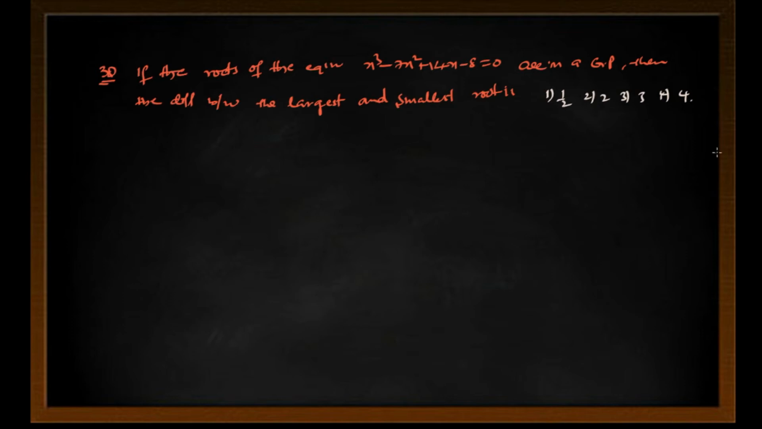Next, third question: if the roots of the equation x cube minus 7x square plus 14x minus 8 equals 0 are in GP, then the difference between the largest and smallest roots is 1, 2, 3, or 4. So given the roots are in GP, let the roots be a by r, a, ar.